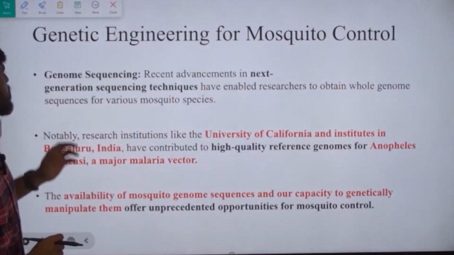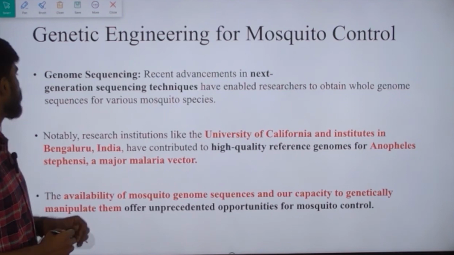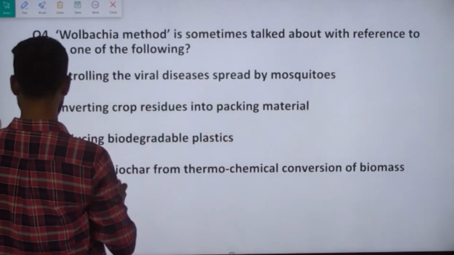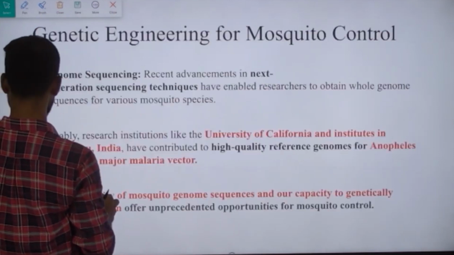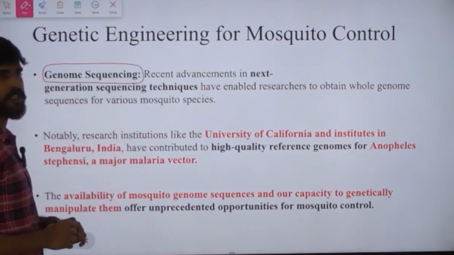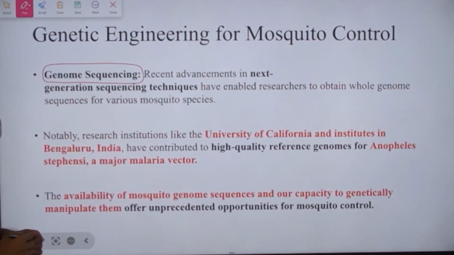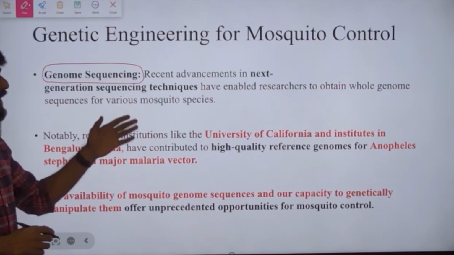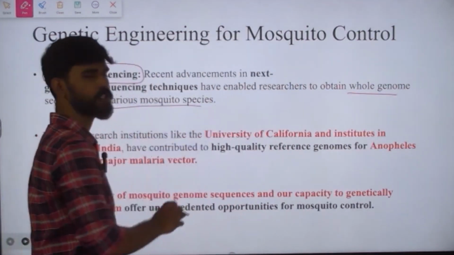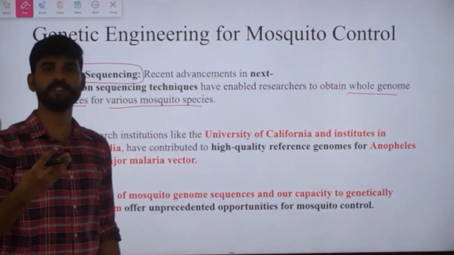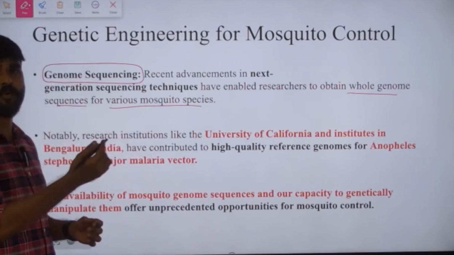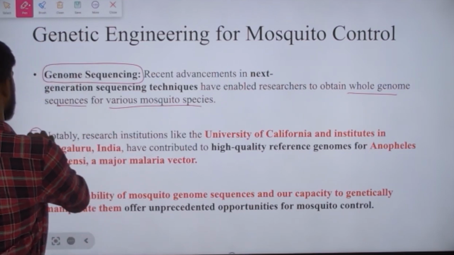Next is genetic engineering for mosquito control. Genome sequencing. Okay. Actually, genome sequencing is very prevalent these days. Everywhere, genome sequencing is being done by researchers. So recent advancements in next generation genome sequencing techniques have enabled researchers to obtain whole genome sequences for various mosquito species. So there are whole genome sequences for various mosquito species available now, and using these we are going to control it. How? This point is important.